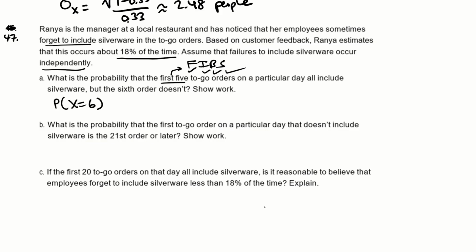So the 6th order, that's the first success. Success in this case is defined as forgot silverware. Okay, so the first success is the 6th one. All right, so it's 1 minus the probability of success, which is 0.18, raised to the x minus 1 power, times the probability of success.